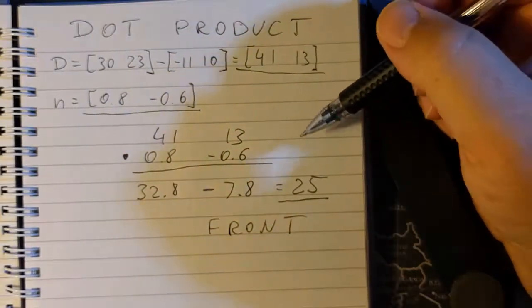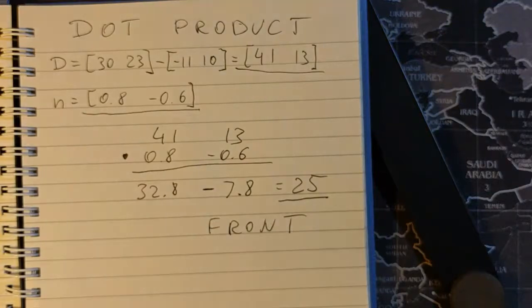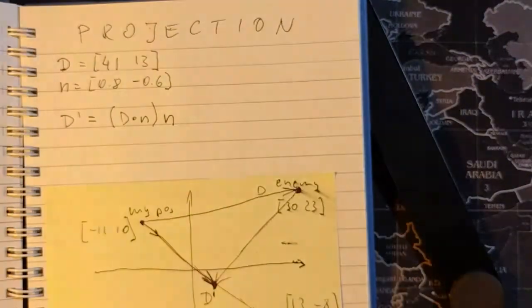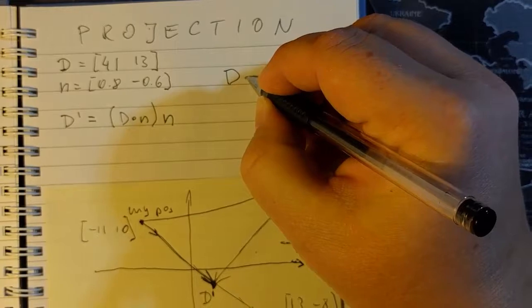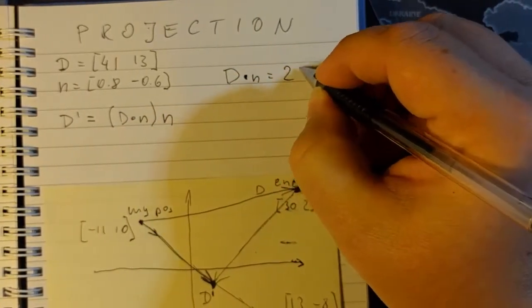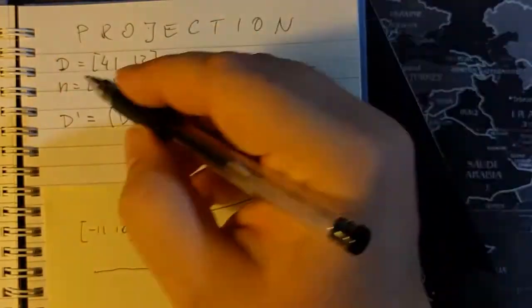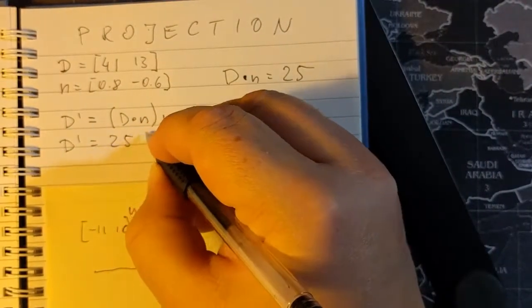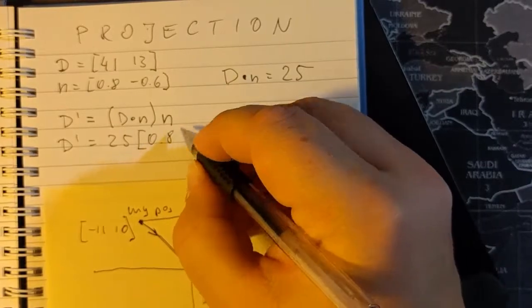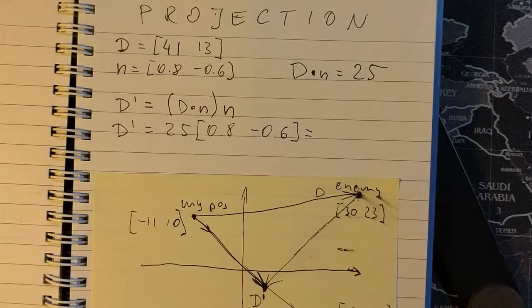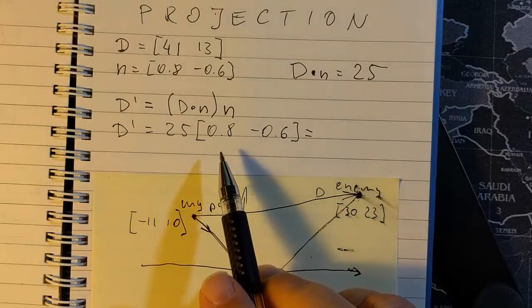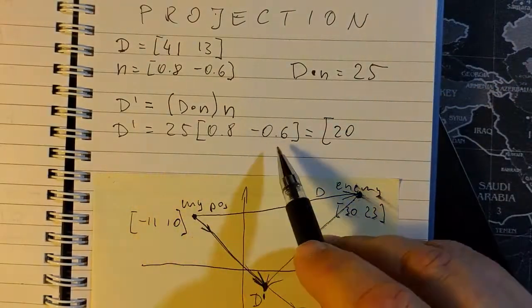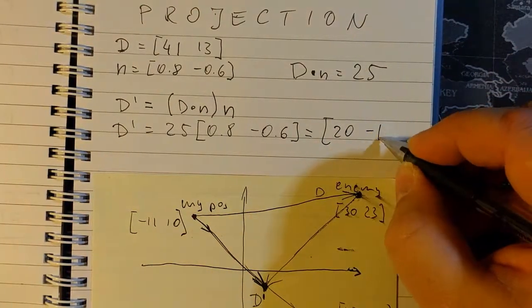Now explaining why in this question 3, having the choice between the displacement vector, velocity vector and the normal direction vector, I have chosen the normal direction vector. This is because I can reuse this calculation now. D dot n, without further calculations, I know it's 25. So, therefore, my d prime is d dot n, I know that's 25, times n, 0.8 minus 0.6, that is 25 times 0.8 is 20, and 25 times minus 0.6 is minus 15.